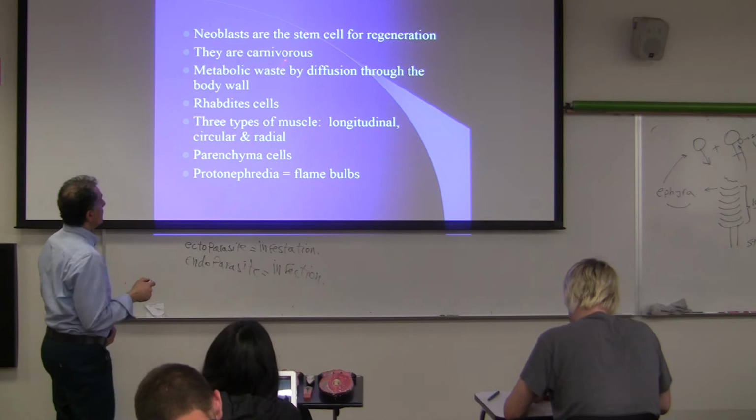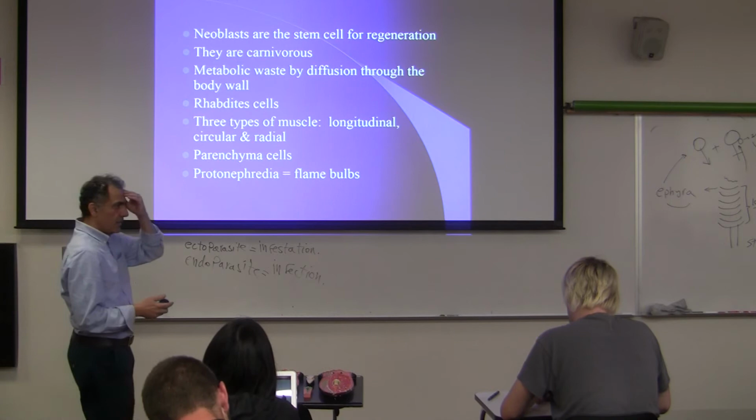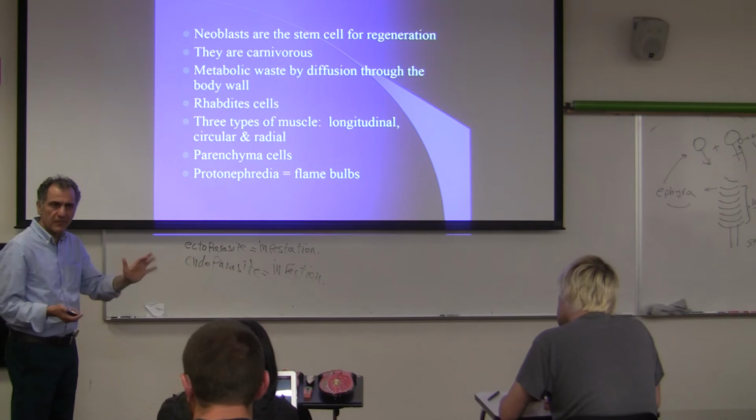Metabolic waste diffuses out through the body wall. The rhabdoid cells release some kind of mucousy material, so it makes the animal kind of gliding. I don't know what the right word is, it's not coming to my brain right now. So it makes the animal like an eel. Have you guys touched an eel? Anyhow, that's what the rhabdoid cells are.